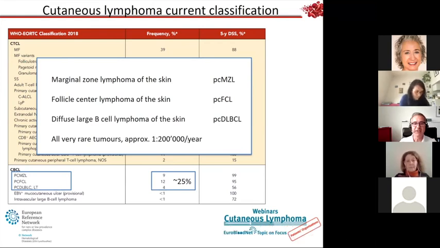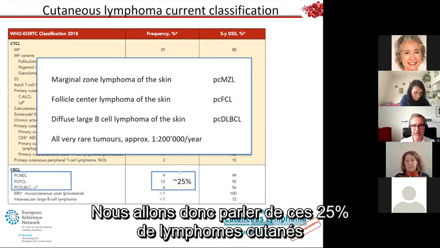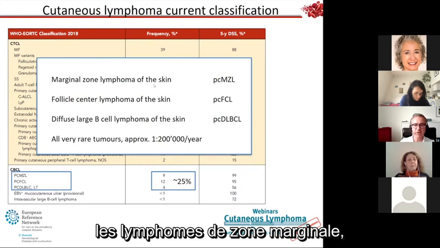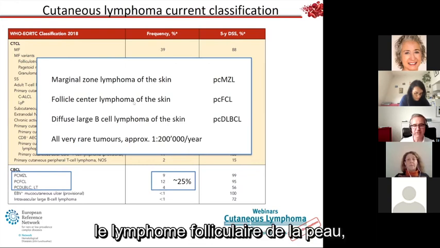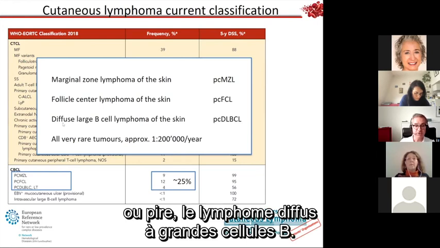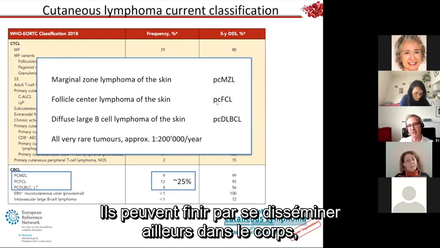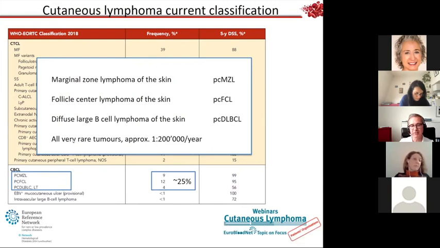Okay. So we are talking about these 25% of cutaneous lymphoma with the impossible names: marginal zone lymphoma of the skin, follicle center lymphoma of the skin, or even worse, diffuse large B-cell lymphoma of the skin. PC always means primary cutaneous, so they originate in the skin. Eventually they may disseminate in different body areas, but they originate in the skin. Very rare tumors again, but that's what it is.